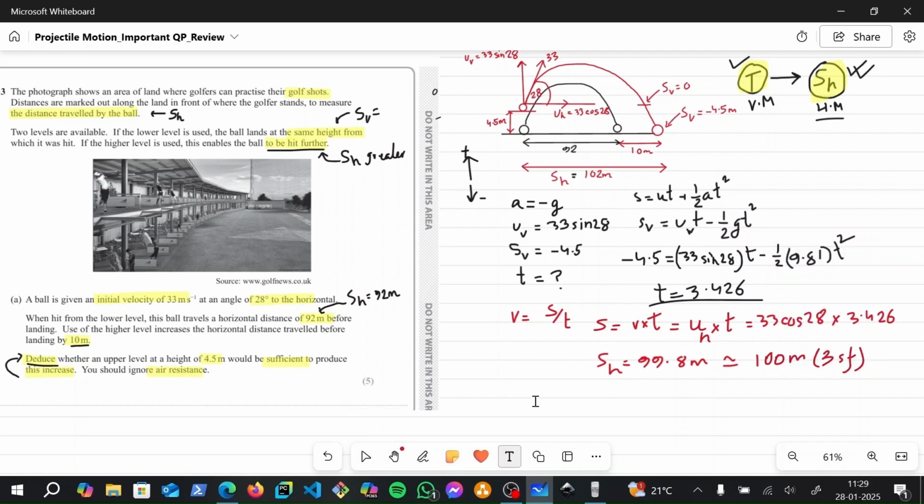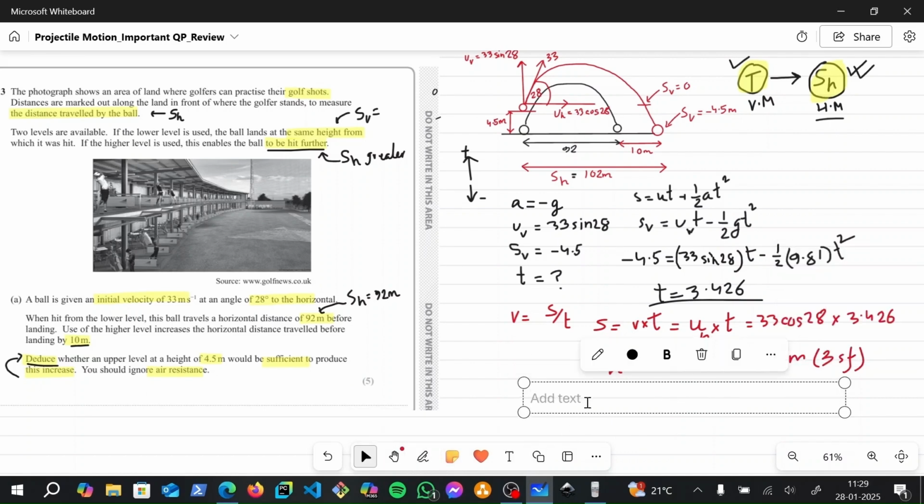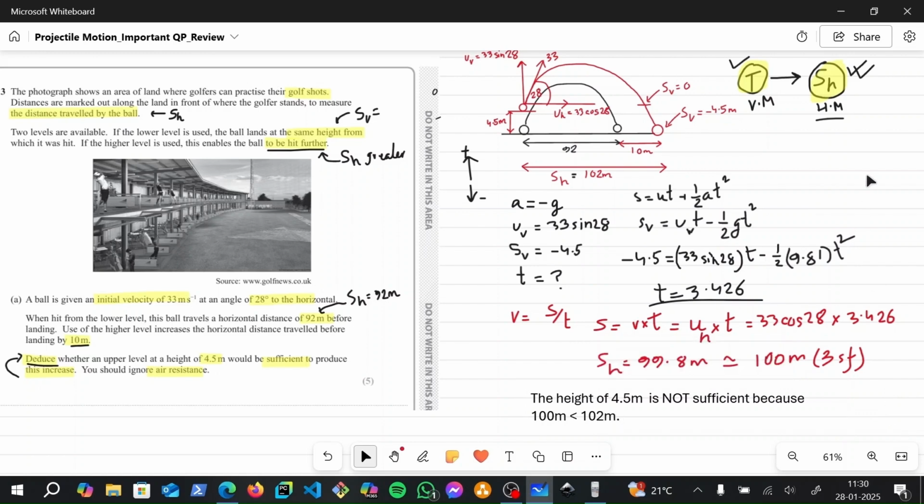So at the end, you just have to write the conclusion statement here that the height of 4.5 meters is not sufficient. Okay, that's fine. The height of 4.5 meters is not sufficient because 100 meters is less than 102 meters. This is the conclusion that we were looking to find out. So that was all for the first part of the question.